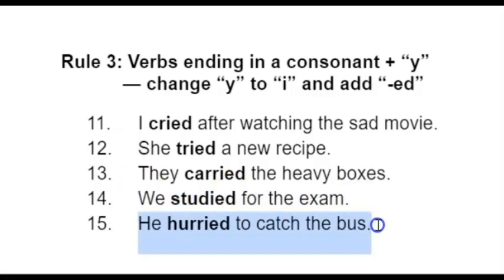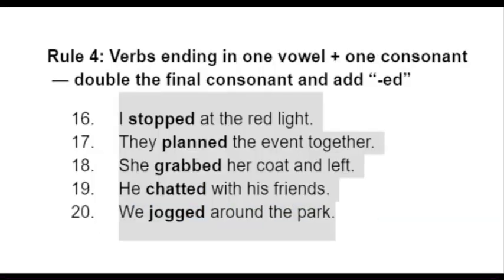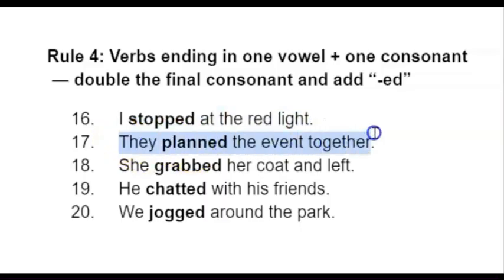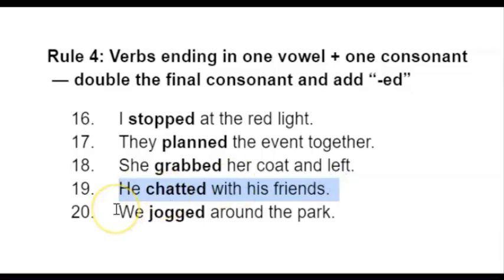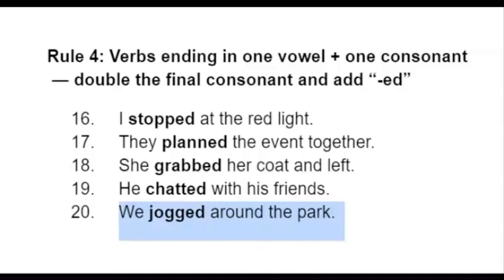Hurry turns to hurried. And then rule number four, verbs ending in one vowel and one consonant, double the final consonant and add ed. So all of these verbs that you see in bold type have double consonants. So stop has one P, but we double it with stopped, past tense. Plan turns to planned. Grab turns to grabbed. Chat turns to chatted. And jog turns to jogged. All of these are past tense, adding a consonant.